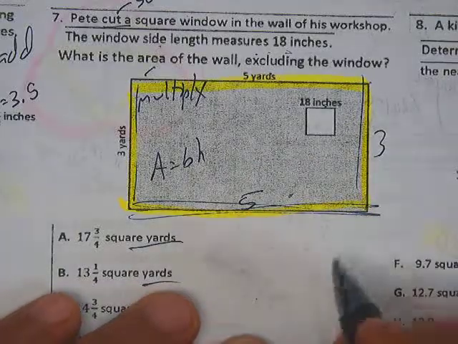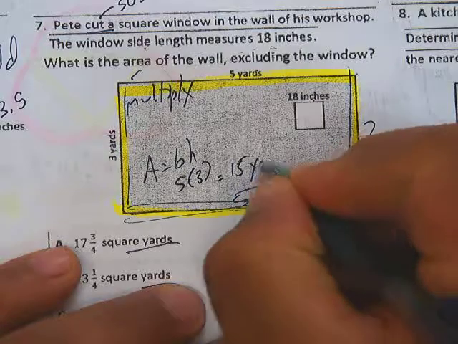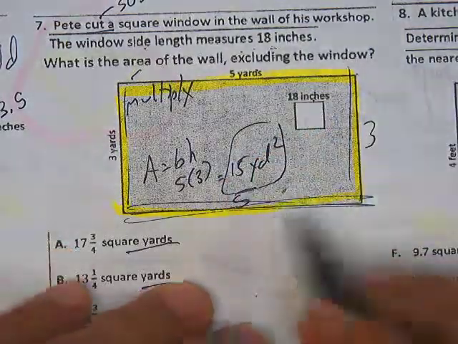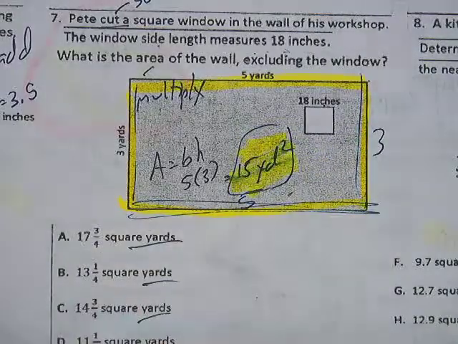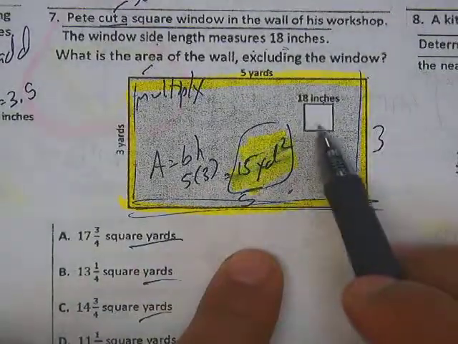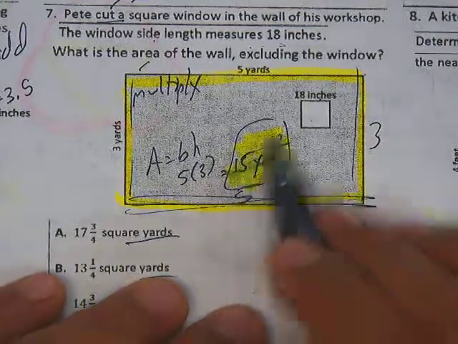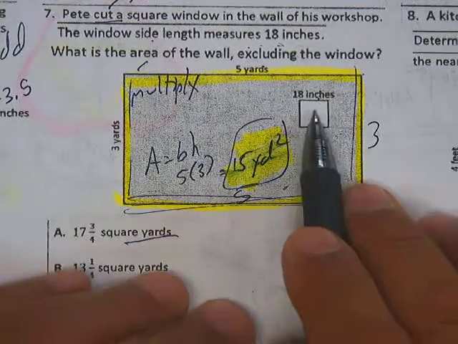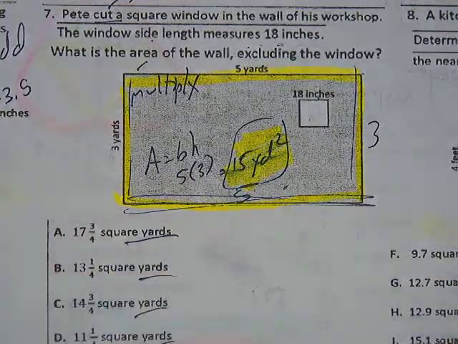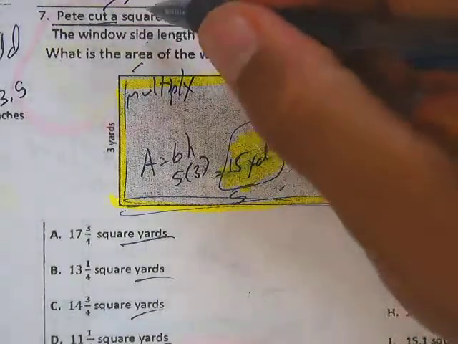Well, base, this is 5. Height here is the same thing. So all you do is 5 times 3. That gives you 15 square yards. That's for the whole rectangle. But he wants to cut this piece out. Well, that means you've got to find the area of this to subtract from here, to cut it out, to take away.